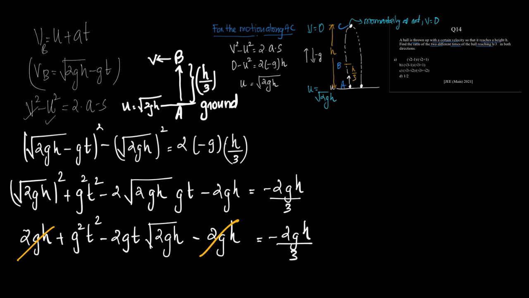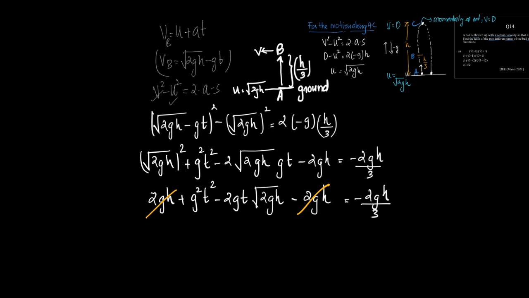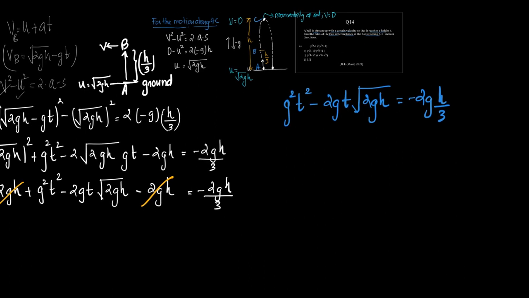So basically what is left here is g square t square minus 2gt into root of 2gh is equal to minus 2g into h by 3. Okay.